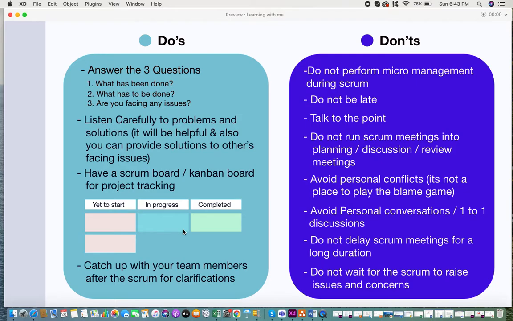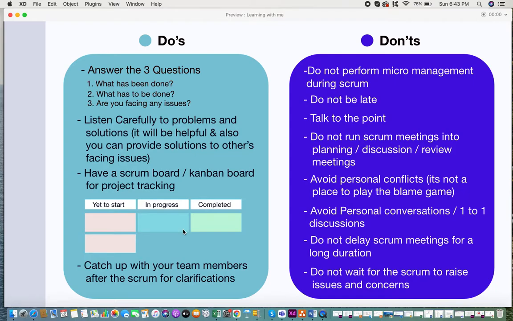So if at all you want to plan for something, or you need to discuss certain matters or certain functionalities, or if you need to review anyone's task, then you need to set up separate meetings for that, and do not take the opportunity of Scrum in order to complete those meetings.